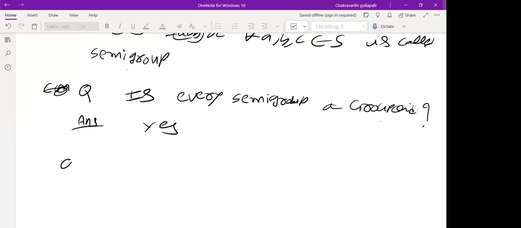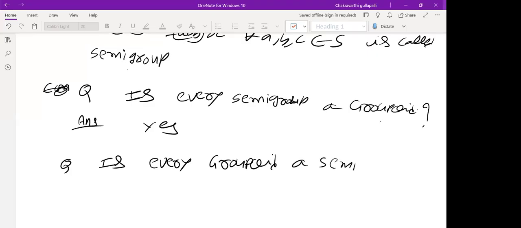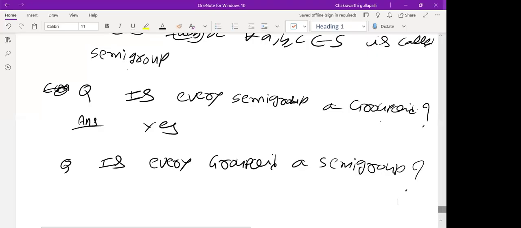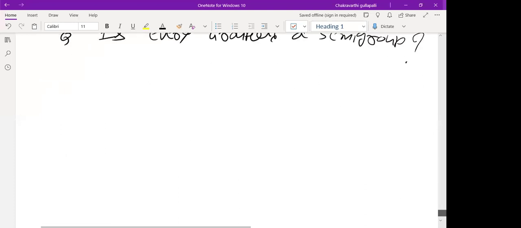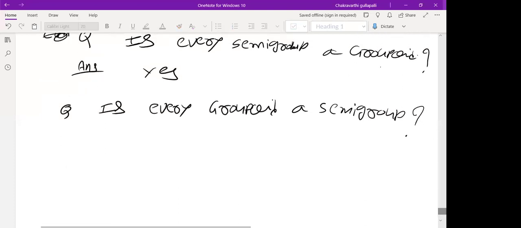Answer is yes. Next, is every groupoid a semi-group? No. What is the example? Can you give an example of a groupoid which is not a semi-group? Semi-group means closure as well as associative. Both should be satisfied. Groupoid means only closure. Semi-group means closure and associative. Can you give an example?